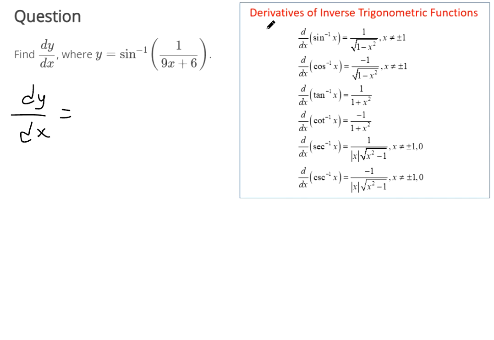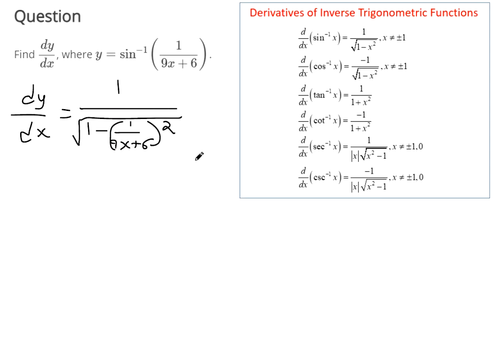What you can do is check out our textbook, where they have a proof that the derivative with respect to x of inverse sine is 1 over the square root of 1 minus x squared. Except in this case, our x is 1 over 9x plus 6. So when we apply the formula, we have to make sure we put 1 over 9x plus 6 everywhere we see an x. So that's pretty yucky. That's being squared.